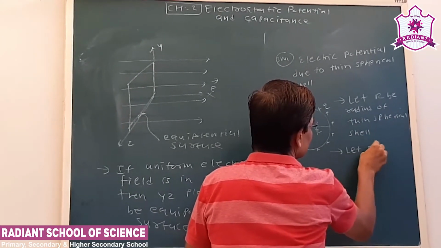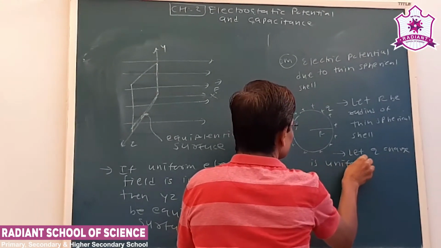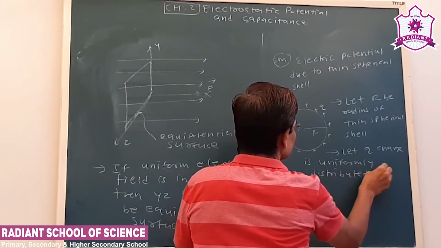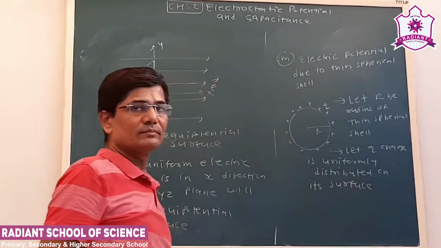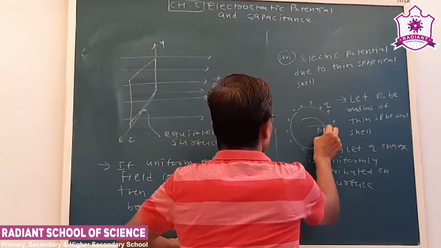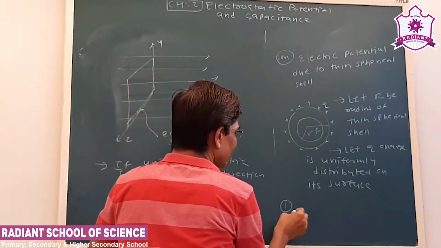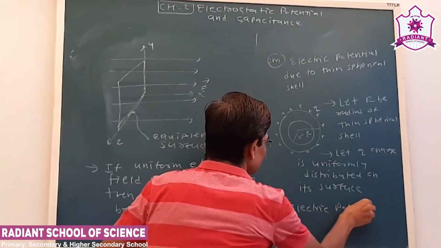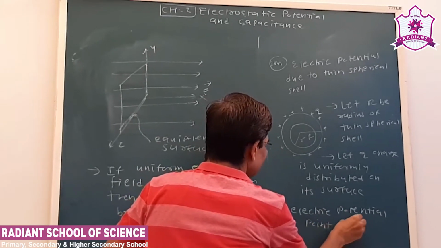let q charge is uniformly distributed on its surface. Now see, first we have to find out the electric potential at a point inside the shell. Let us say r less than R. So see, the first will be like this. The electric potential at a point inside the shell.